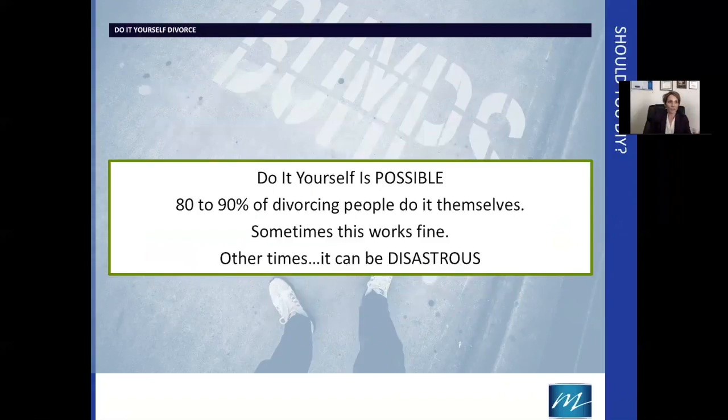80 to 90% of people at some point or another in their family law case are pro per in Arizona or pro se in every other state, which means you're doing things yourself. Sometimes it works out just great. Other times it is literally disastrous.